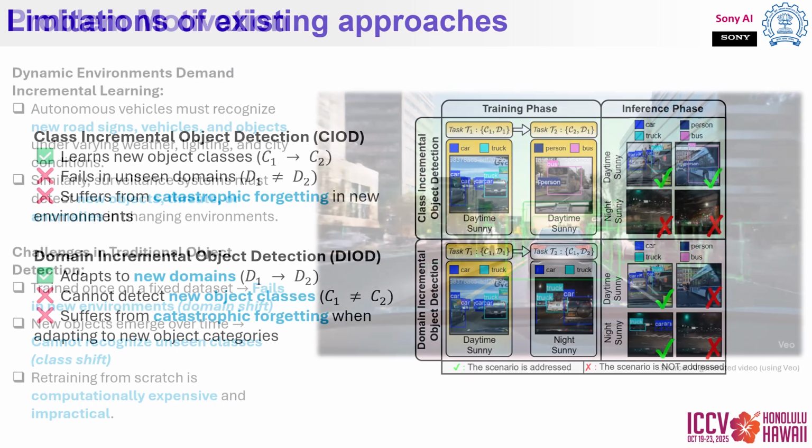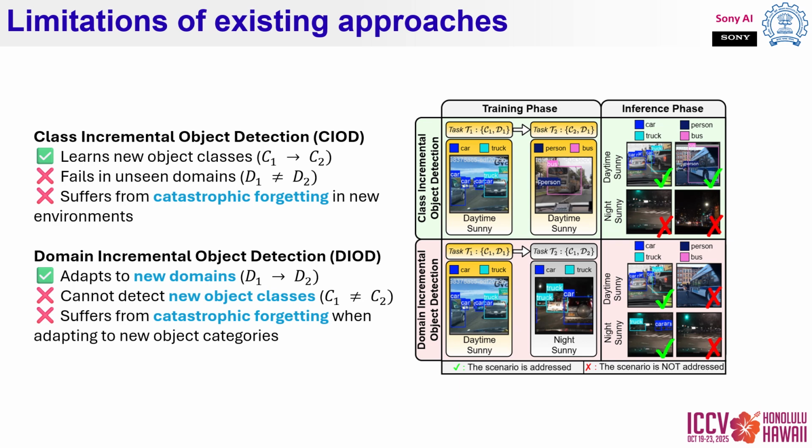Let us first see what existing approaches offer. Existing methods are either class incremental or domain incremental. Class incremental models learn new classes but fail in unseen domains, while domain incremental models adapt to new domains but cannot detect unseen classes. Hence, we need a unified framework to handle both.